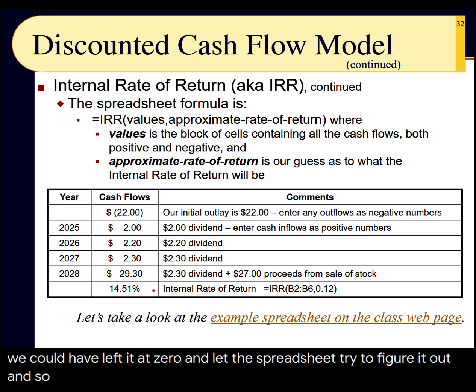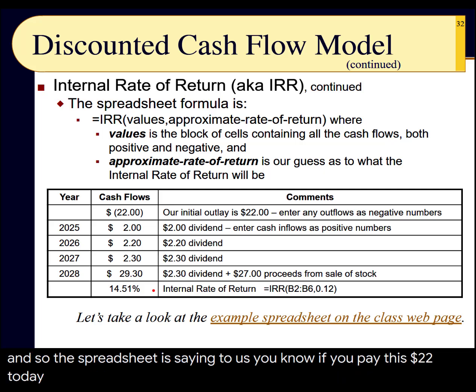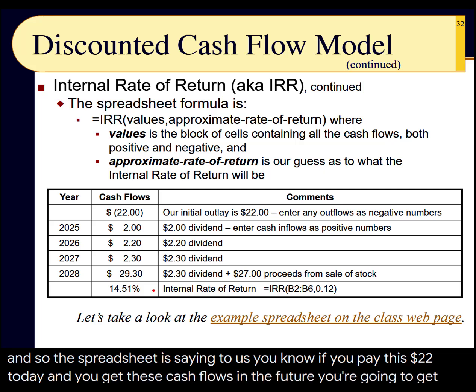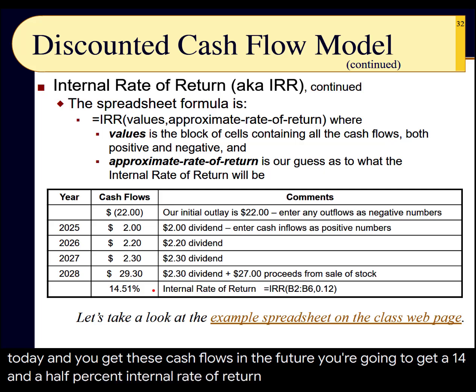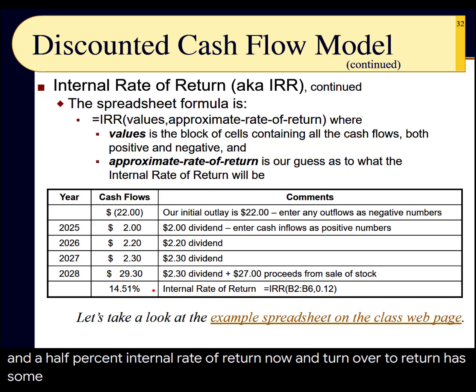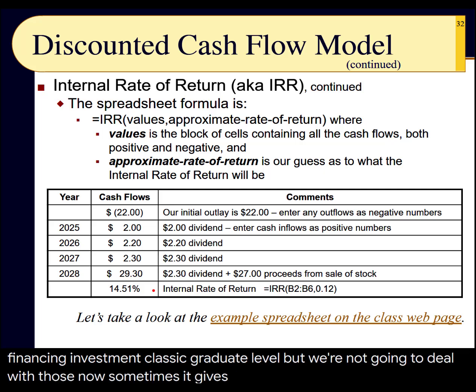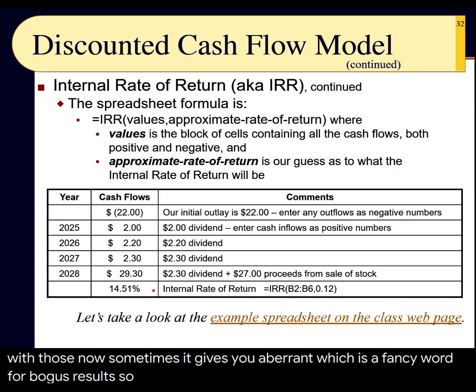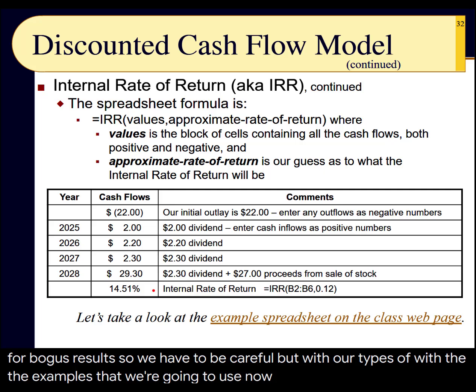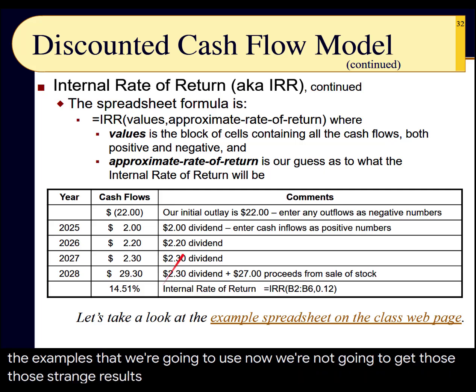And so the spreadsheet is saying to us, if you pay this $22 today and you get these cash flows in the future, you're going to get a 14.5% internal rate of return. Now, internal rate of return has some weird quirks that you would learn about in an advanced finance and investment class at graduate level, but we're not going to deal with those now. Sometimes it gives you aberrant, which is a fancy word for bogus, results. So we have to be careful. But with the examples that we're going to use, we're not going to get those strange results. So let's take a look at the spreadsheet.